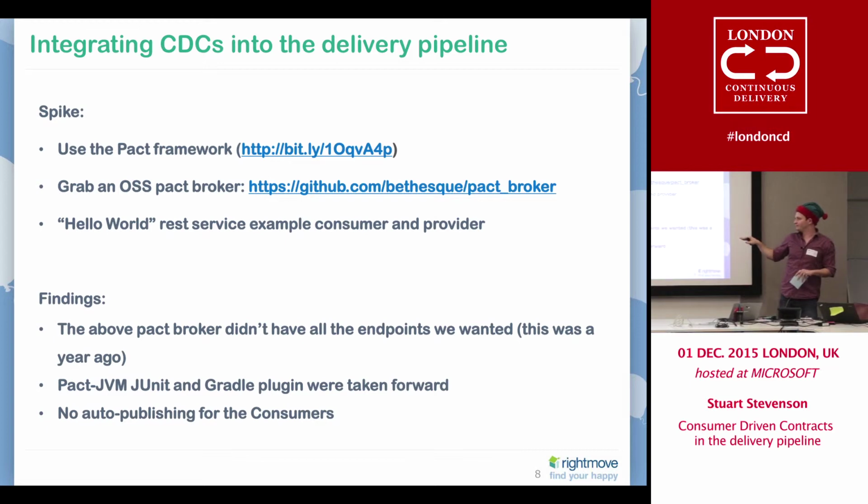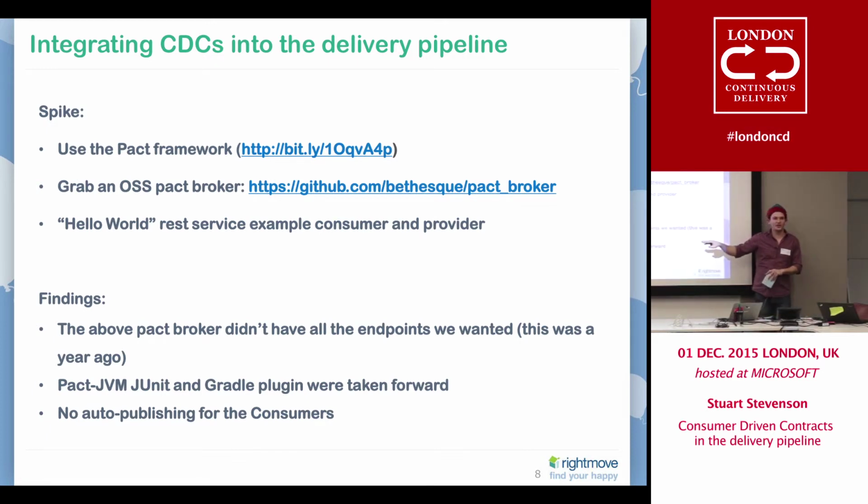Our first lessons were we found that the Pact broker didn't have all the endpoints we wanted in terms of being able to, given a provider, get all its contracts, those sorts of things. This was a year ago. Checked up on it yesterday. It's a lot more up to date than it was. When it came to have discussions about how we extended it, it was Ruby. We don't have a lot of Ruby knowledge, and for us it was quicker to just write our own little REST service to manage that.